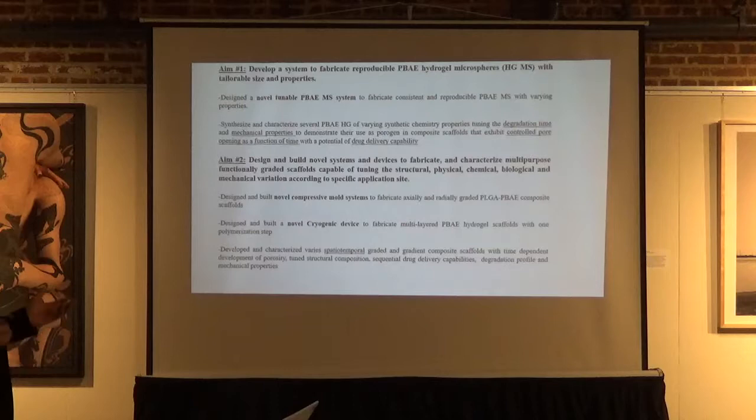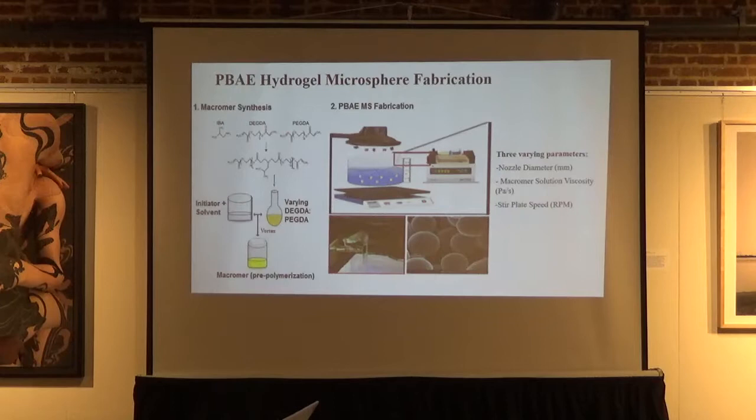So for aim number one, we came up with this method to make reproducible hydrogel microspheres. Well, at this point, we didn't know they were reproducible, but that was the goal. And we basically came up with two simple ideas: using microemulsion, or I should probably say controlled microemulsion, because we are using a nozzle, and combining that with photopolymerization.